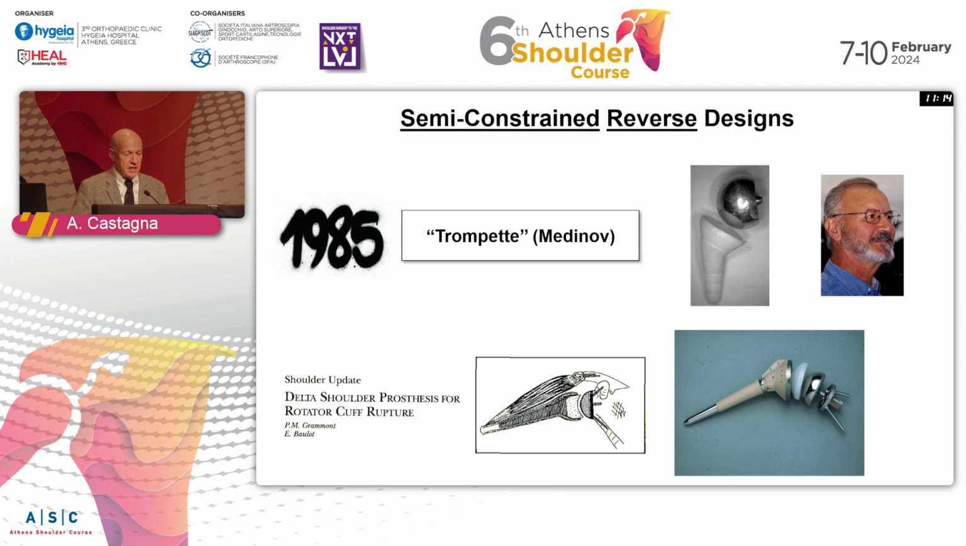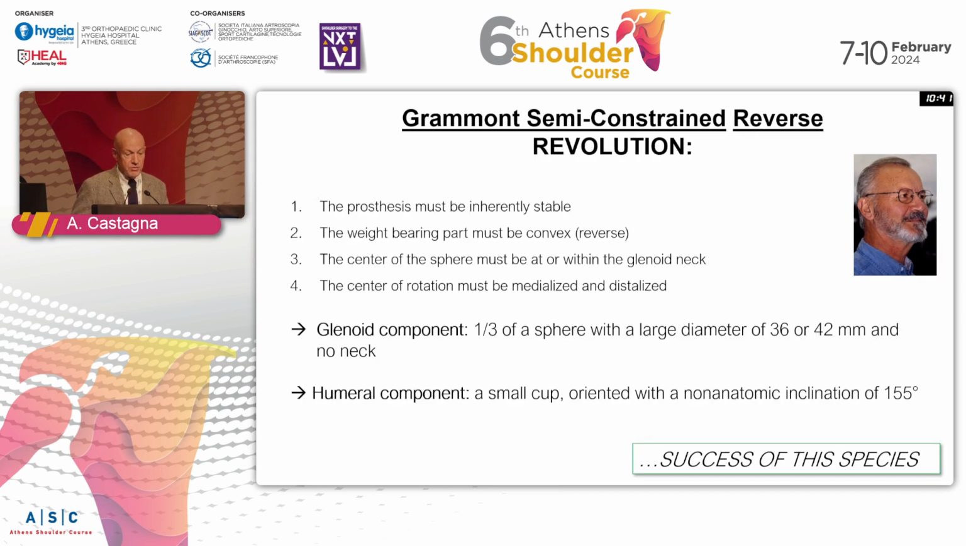Finally, in 1985, I should say that Paul Grammont moved into a semi-constrained reverse design, the so-called trumpet. Medinov was the producer at the beginning, not Tornier, a little small company. And he was reporting the early cases, and he was blamed like a crazy boy doing this kind of surgery on the patient. And it happens quite often. Crazy ideas at the beginning are not very well accepted. Anyways, he developed this revolution.